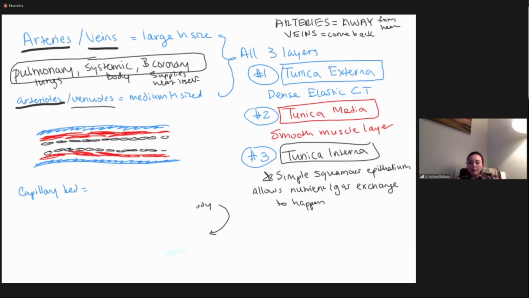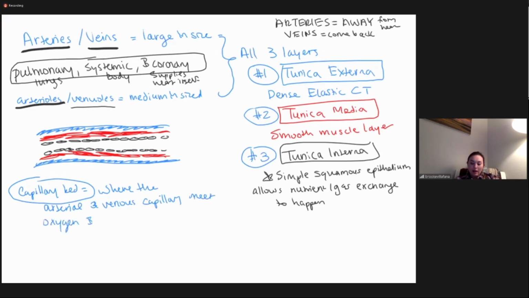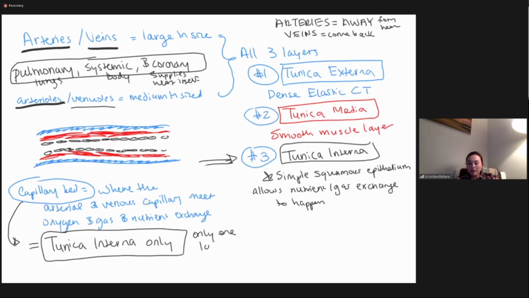All right, so let's talk about the capillary bed. So whenever we get down to a capillary bed, this is where the arterial and venous capillaries meet. And in the capillary bed, we have oxygen and gas and nutrient exchange, right? That's where all of that good stuff is getting exchanged. And if you remember, number 3, the simple squamous epithelium is the only one that allows the nutrient and gas exchange to happen, right? It's the only one that allows that to occur. So if that's the case, then the tunica interna is only found in the capillary bed. What this means is there's only one layer, and that layer is the tunica interna. There's no tunica media and no tunica externa in the capillary bed.